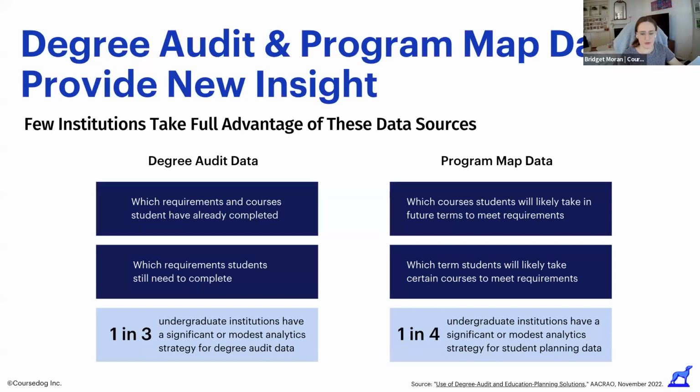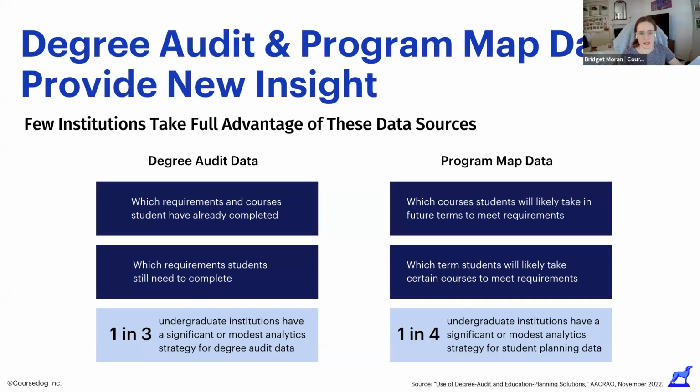I'd also like to take a second to talk about program map data and what that means. So looking at past course sequences of graduated students can help institutions infer what their program maps might look like. Based on students that have previously enrolled in any given program, this allows institutions to see which courses and also in what sequence these successful students have taken these courses. This isn't just helpful for creating program maps, but also for informing the course schedule. It gives institutions a better idea of which courses students are likely to take in future terms to meet requirements, and also can give a good idea of what term a student is likely to take that course.